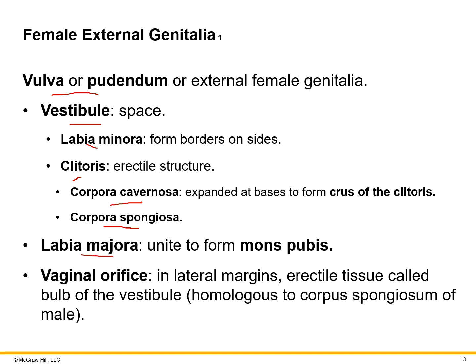The labia majora, that's going to form what's called the mons pubis. And then finally we have the vaginal orifice, and this is in the lateral margins. It's also, like the clitoris, part of that erectile tissue that's called the bulb of the vestibule.